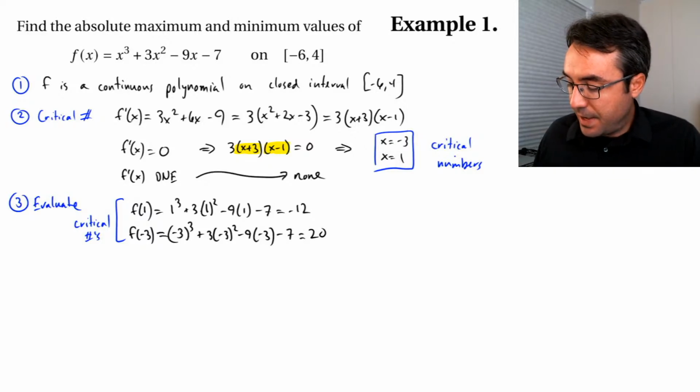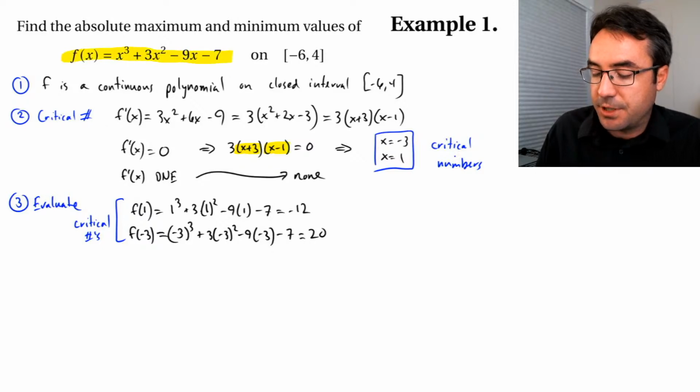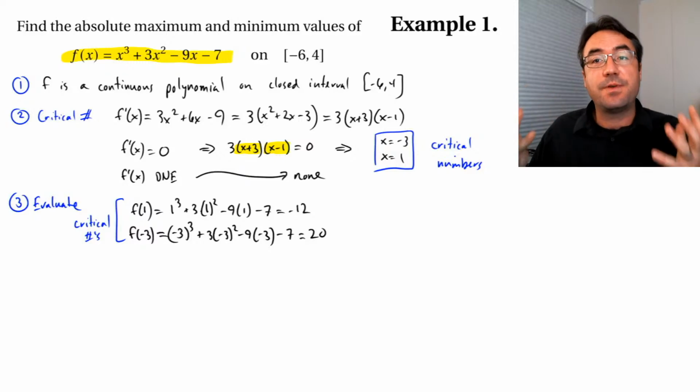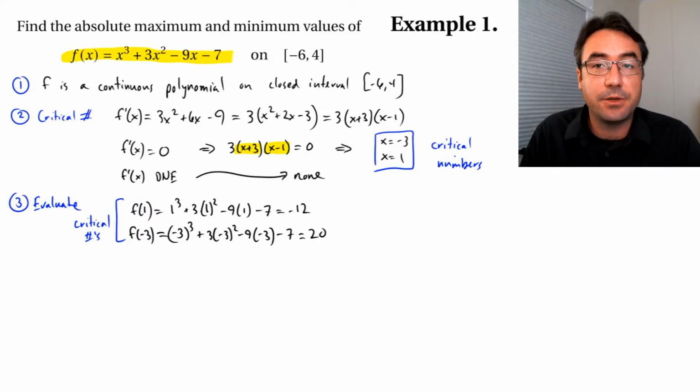So when we do this evaluation, we're always going back to that original function, because that's what we're trying to do. We're trying to find the largest value of that function. So that's why we're plugging them into that. We're trying to find the largest and the smallest value of that function.